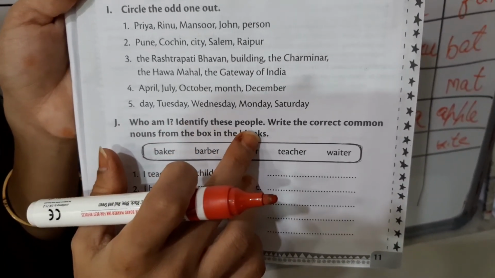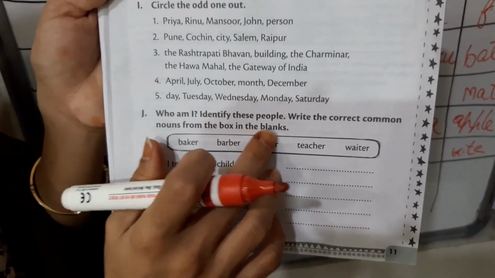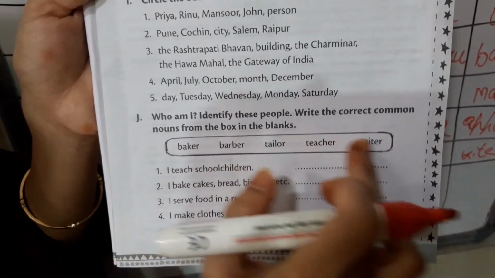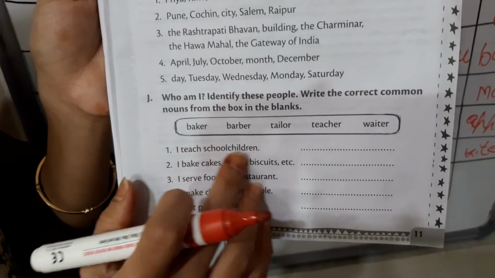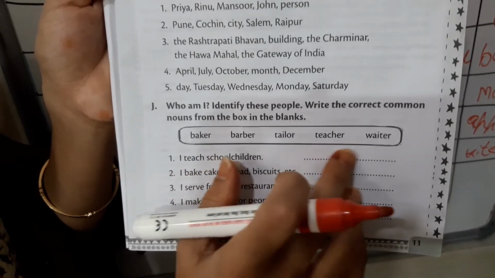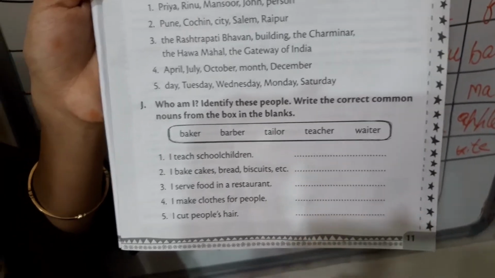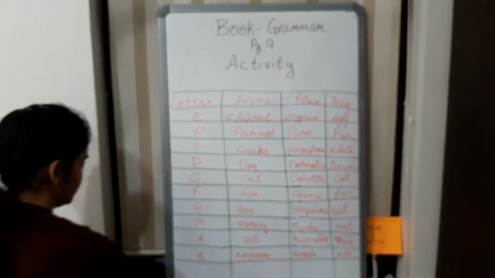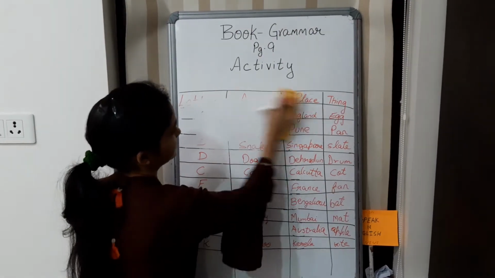And the last, who am I? Identify these people. Write the correct common nouns from the box in the blanks. Now see, options have been given to you and questions are, I teach school children. So who am I? I am a teacher. In the same way you have to complete the remaining 4 also. I'll show you on the board. I'll show you assignment.